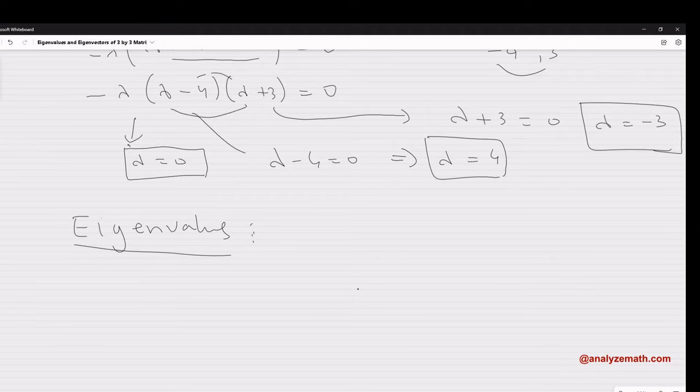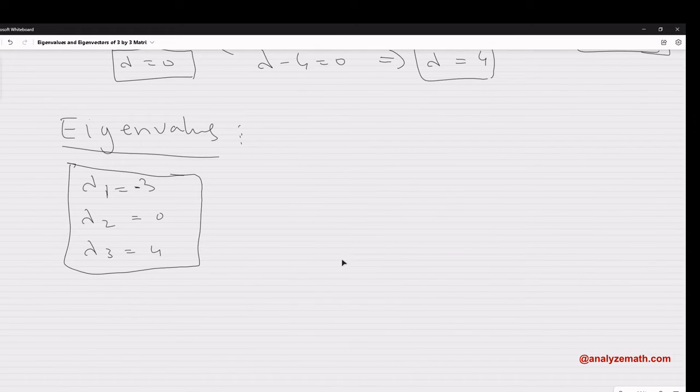And yeah, let's call them lambda 1 equal to negative 3, lambda 2 equal to 0, lambda 3 equal to 4. So these are the eigenvalues, 3 of them. Good.